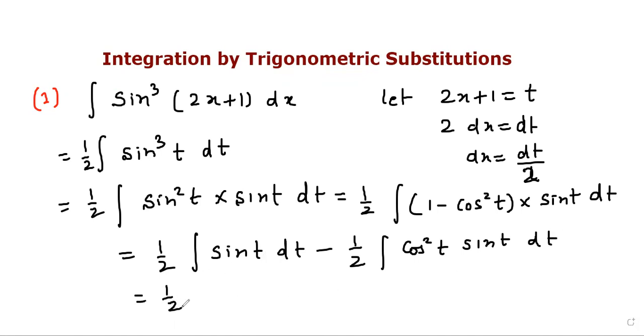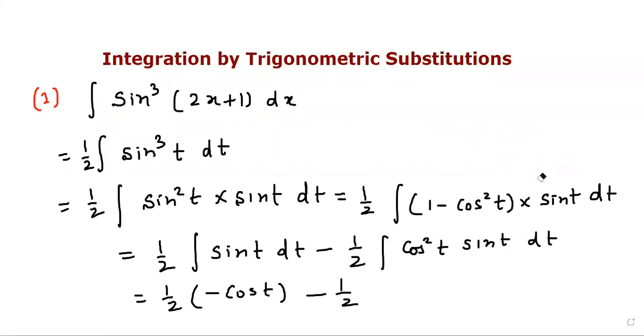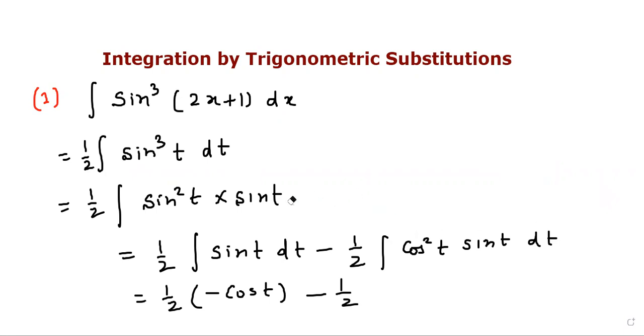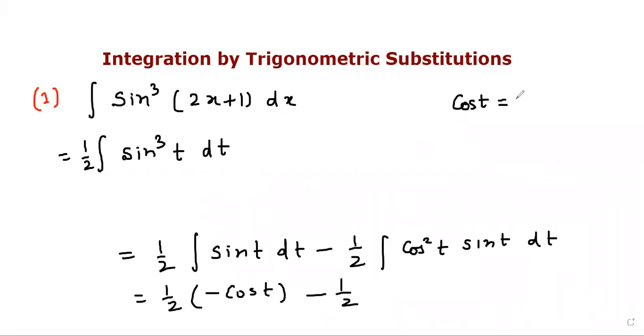First part will give 1 by 2 minus cos t, minus. Second part, 1 by 2 cos square t. Here we can put cos t equal to u. So if we write cos t equal to u, minus sine t dt will be du. We have minus sine t dt, so that will become du. So plus integration, cos t is u, so plus integration u square du.